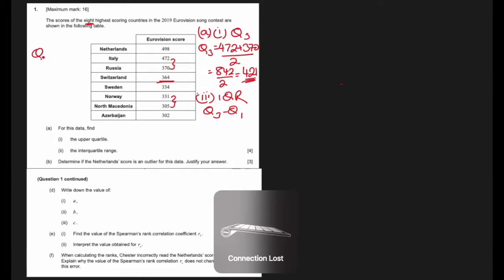Number two, the IQR, interquartile range. IQR is Q3 minus Q1. Q3 we just found out, 421. Q1 will be the median of the lower half, so the mean of these middle two. So Q1 is (331 plus 305) over 2, which will be 636 divided by 2, which is 318.